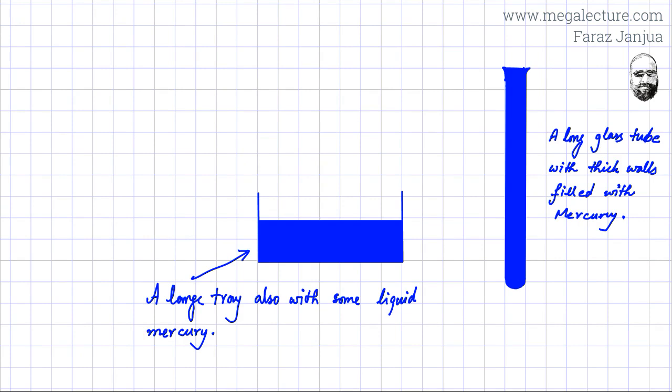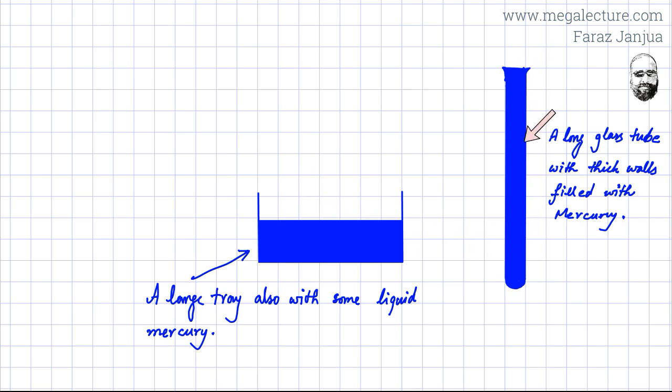This is the apparatus that we will be using to find atmospheric pressure. Very simple. It is a large tray as over here. It is a transparent tray, and it is filled with some mercury, and there is some space for more mercury as well. So if we put some more mercury, it can accommodate that as well, because the tray is bigger than the mercury it is filled with.